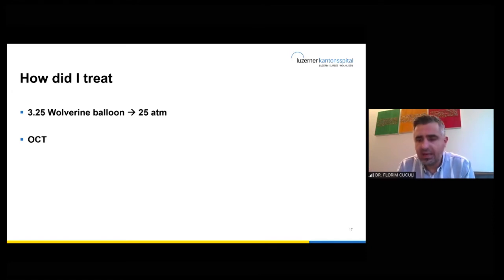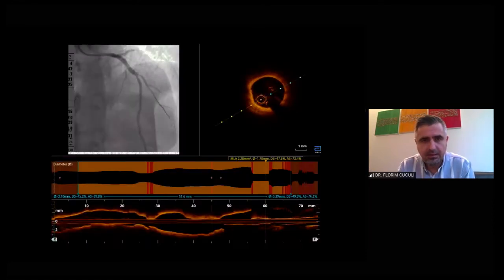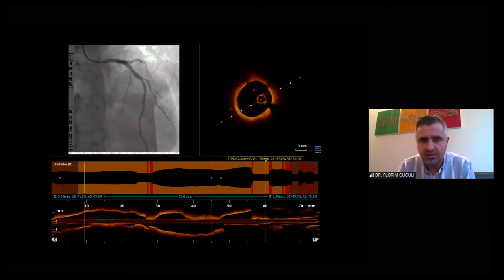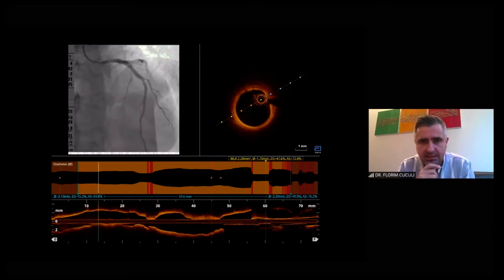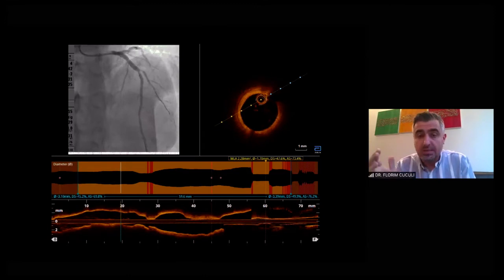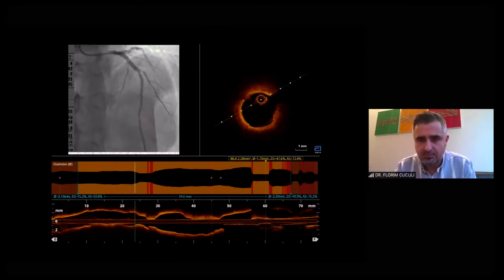And then I did OCT. And as you can see, and I will show you the full OCT run, the vessel in the distal bit, this is now the OCT after using a 3.25 balloon. As you can see, the vessel distally looks pretty okay. And now we are coming to the interesting bit, and you will see what you always see when you do intravascular imaging with OCT, you will see a dissection. And you see it here.